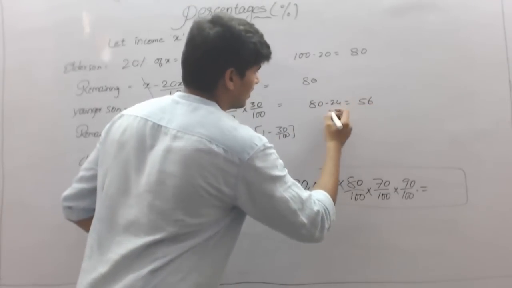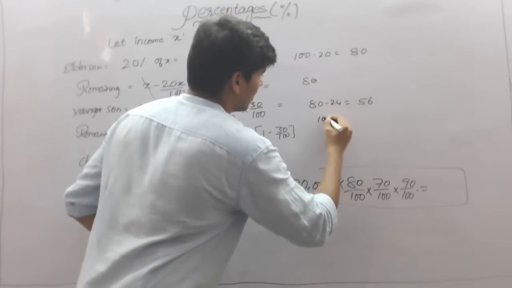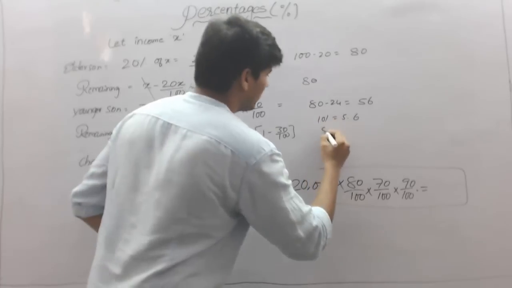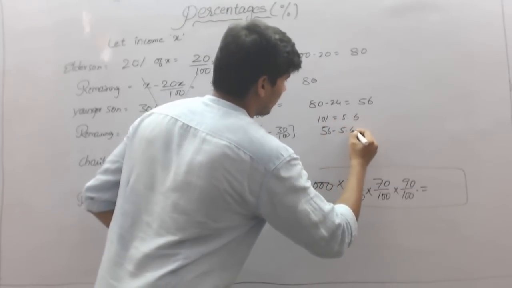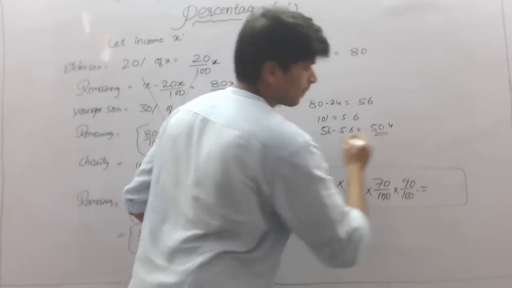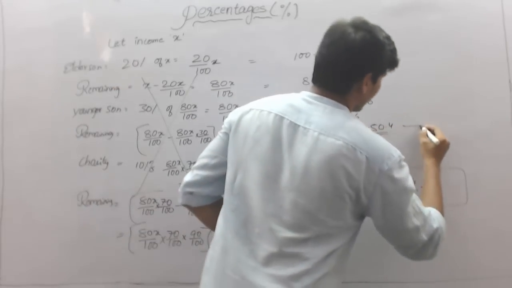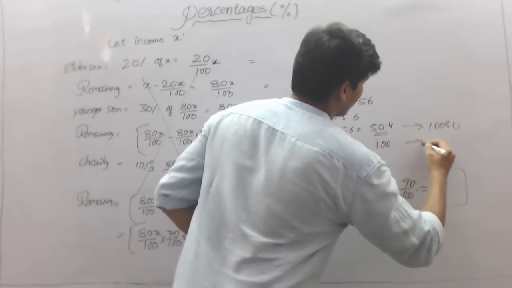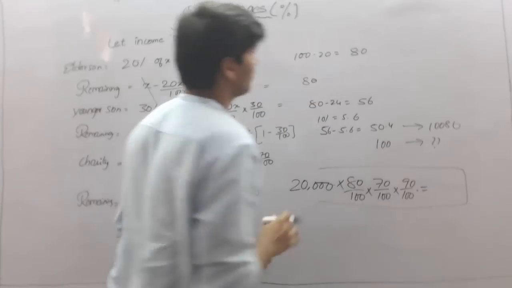That means 10% of 56 is 10% on charity. That is 5.6. Now he is remained with 56 minus 5.6, which is 50.4. That 50.4 is equal to 10080. Now what is 100%? Very simple.